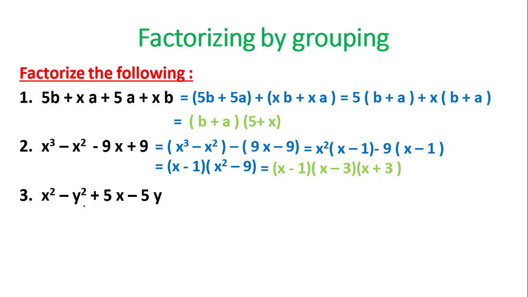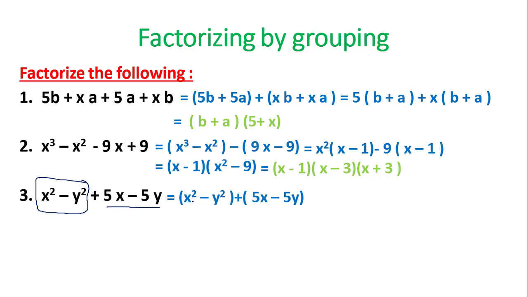Number 3, here we have x power 2 minus y power 2 plus 5x minus 5y. Here I can take x power 2 minus y power 2 together, since we have a rule to factorize this binomial, and I'll take 5x minus 5y together.